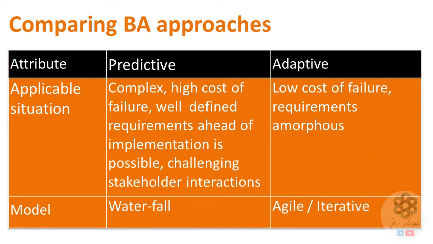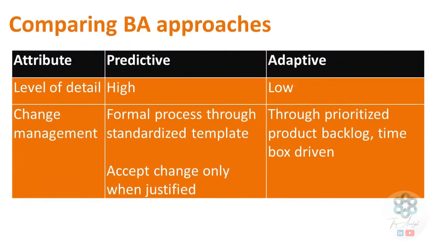For predictive approach, level of detailing expected is usually high. For adaptive approach, level of detailing is typically low. For predictive approach, change management is formal, through standardized templates. Predictive approach accepts change only when changes are formally justified. For adaptive approach, change management is through prioritized product backlog, and is typically time box driven.